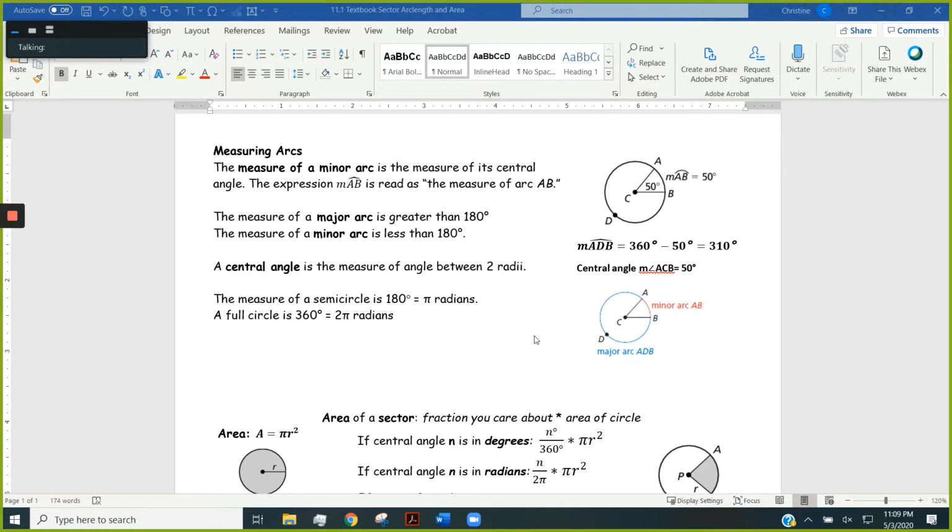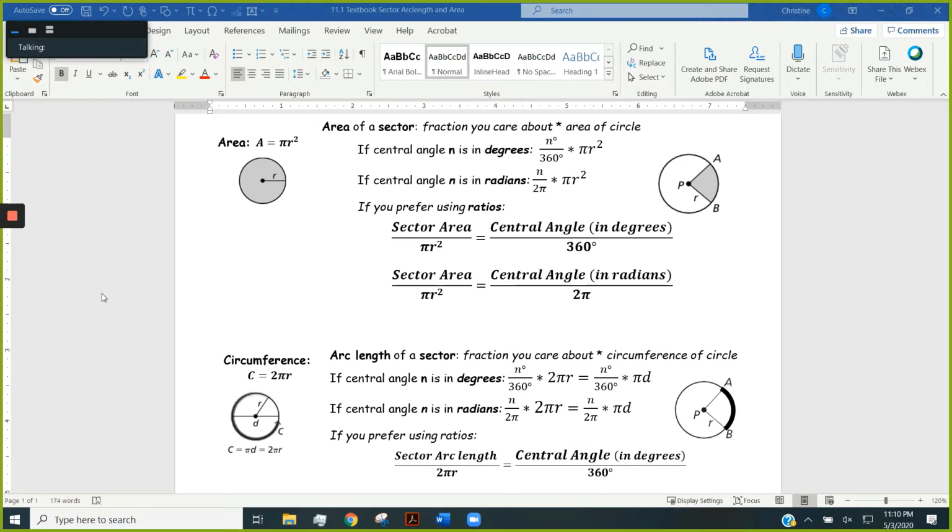Now, if a full circle is 360 degrees, based on the previous video, we're able to find out that the full circle can also be thought of as 2 pi radians, which means that if I go halfway across, 180 degrees, that's equivalent to pi radians. And that's something we can use when we convert between degrees and radians. It also can be useful when trying to find the area of a sector or the arc length of a sector.